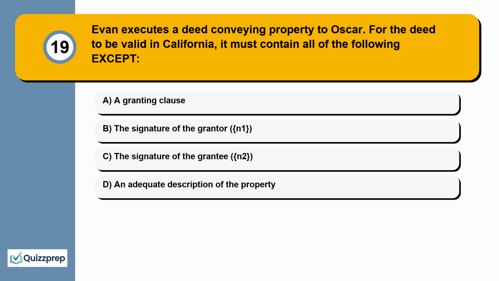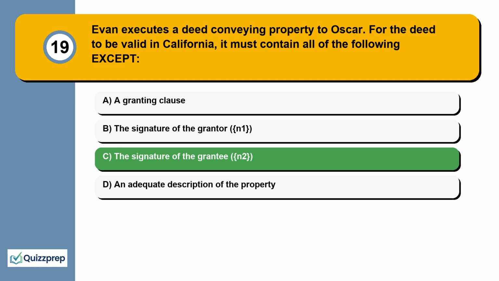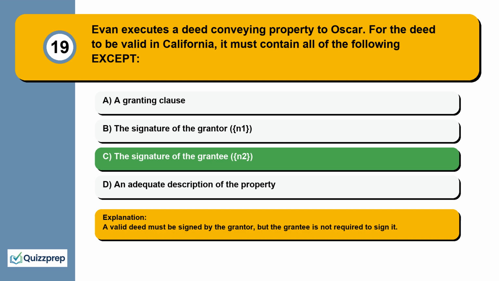Question 19. Evan executes a deed conveying property to Oscar. For the deed to be valid in California, it must contain all of the following except a granting clause, the signature of the grantor, the signature of the grantee, an adequate description of the property. A valid deed must be signed by the grantor, but the grantee is not required to sign it.